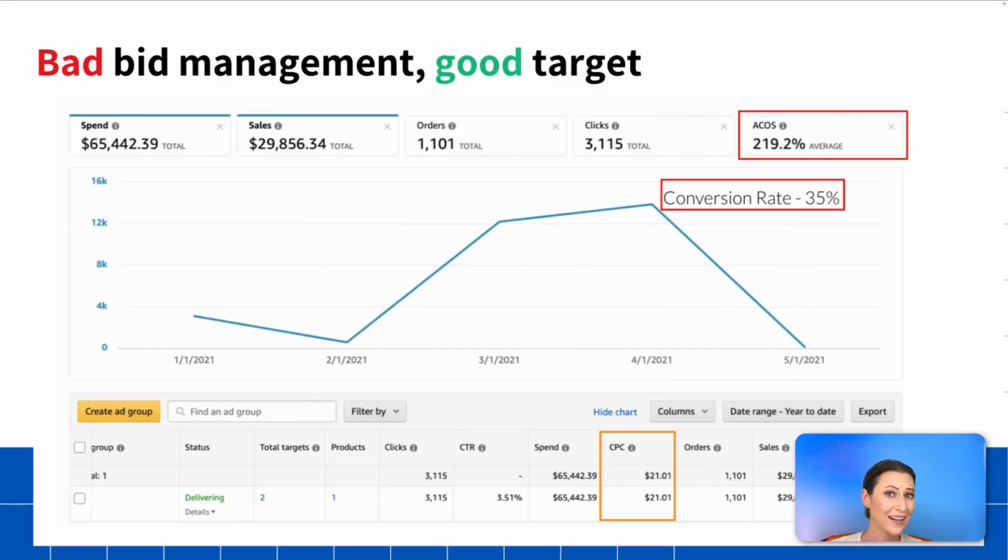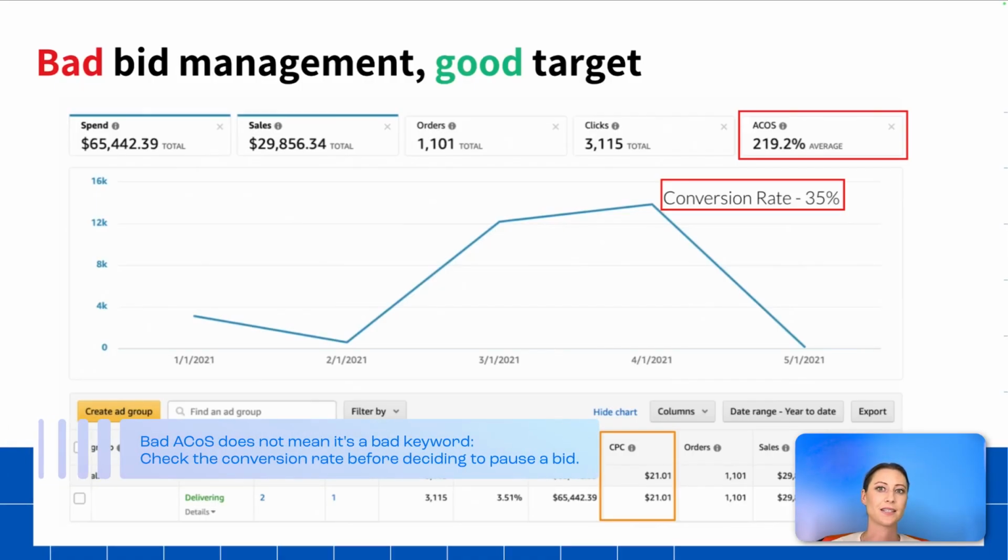Now, as you can see, it's a 220% ACoS. A lot of people will be like, negate that keyword, pause that keyword. It's a terrible keyword. And I'm like, no, it's a fantastic keyword. 35% of the people that click on that keyword buy my product. It's a top keyword. As you can see, the reason the ACoS is bad is because my CPC is $21. Someone chose to bid $21 on this keyword. Is the keyword bad? No. A lot of people think the keyword's bad because the ACoS is high. In reality, it's the bid that's bad.